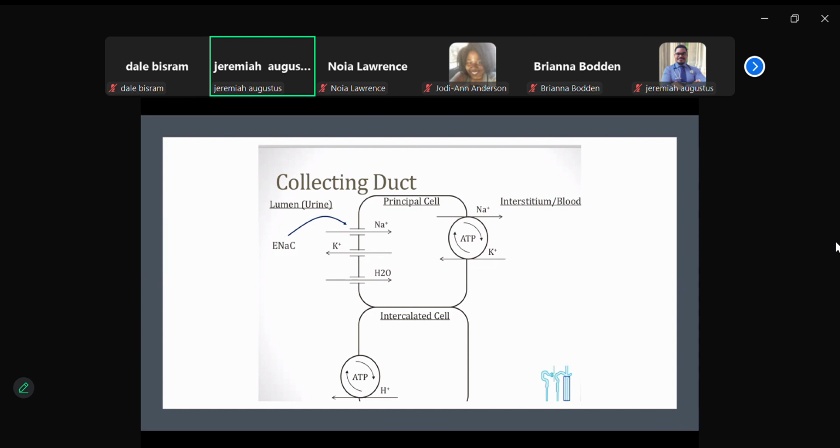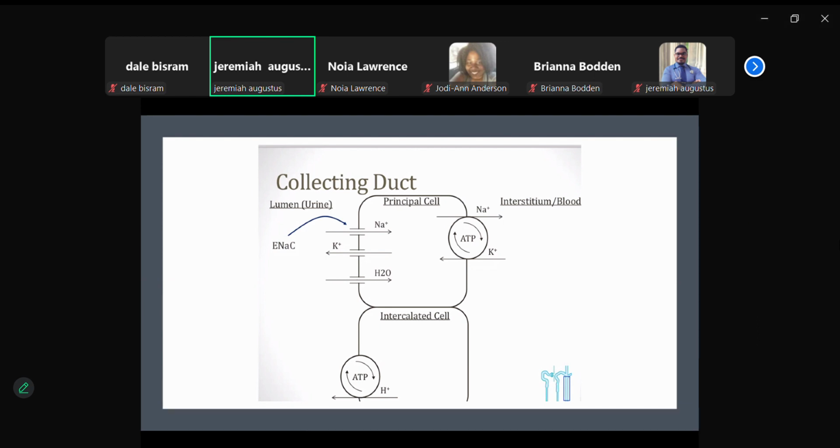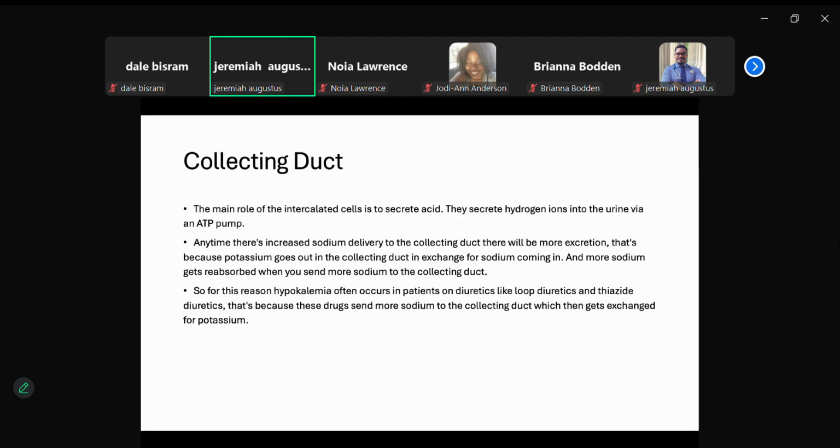Right. So you understand where you lose the potassium. It's in the collecting duct and not at the cell, right? So this is what happens here. And then the intercalated cell is going to be pumping those hydrogen ions out. The main role of the intercalated cell is to secrete acid. We went through that, and more sodium.